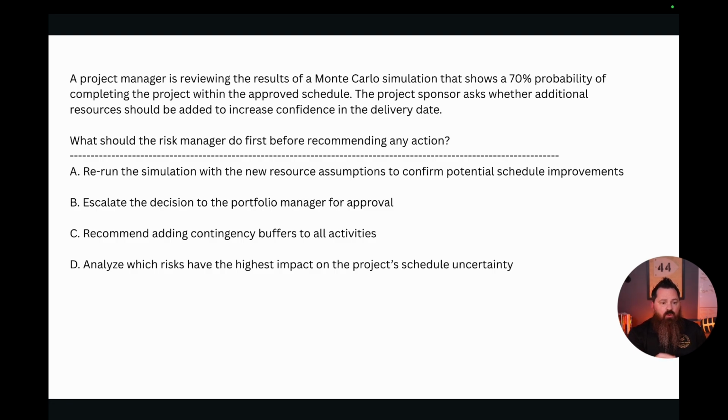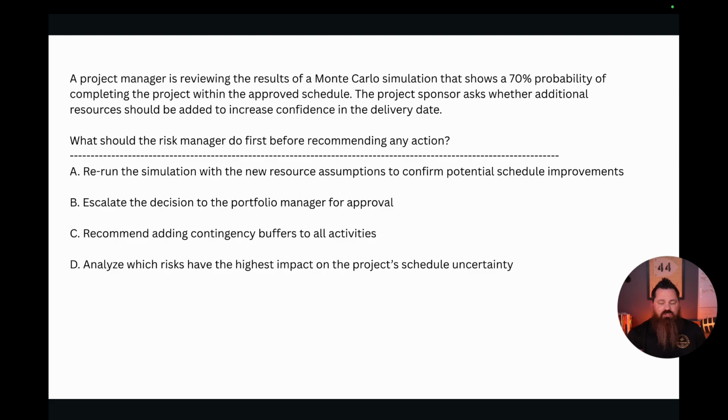So first, A: rerun the simulation with new resource assumptions to confirm the potential schedule improvements. Okay, this one, not too bad. We can say that's not a bad idea that we want to rerun it with some resources, but I don't like that word assumptions. New resource assumptions. Not liking that word. B, escalate the decision to the portfolio manager for approval. We already talked about this. Don't escalate.